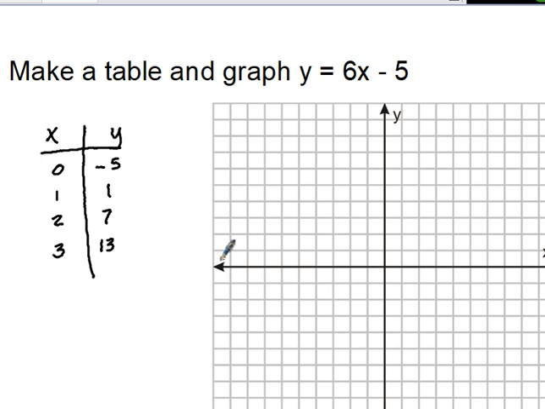So let's begin by graphing the first point, 0, comma, negative 5. So we begin at the origin, we move 0 to the left or to the right, and we move down 5.